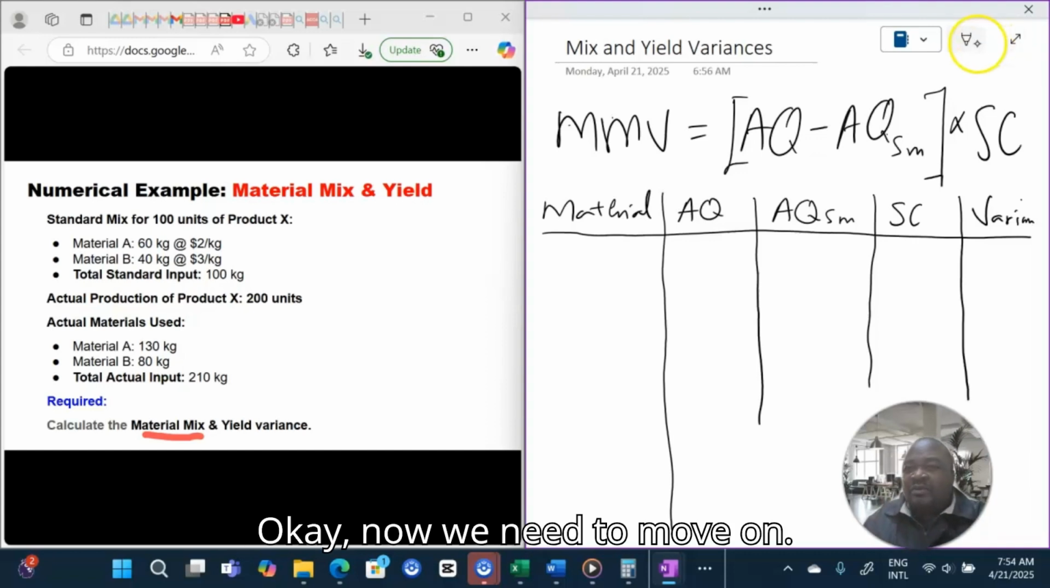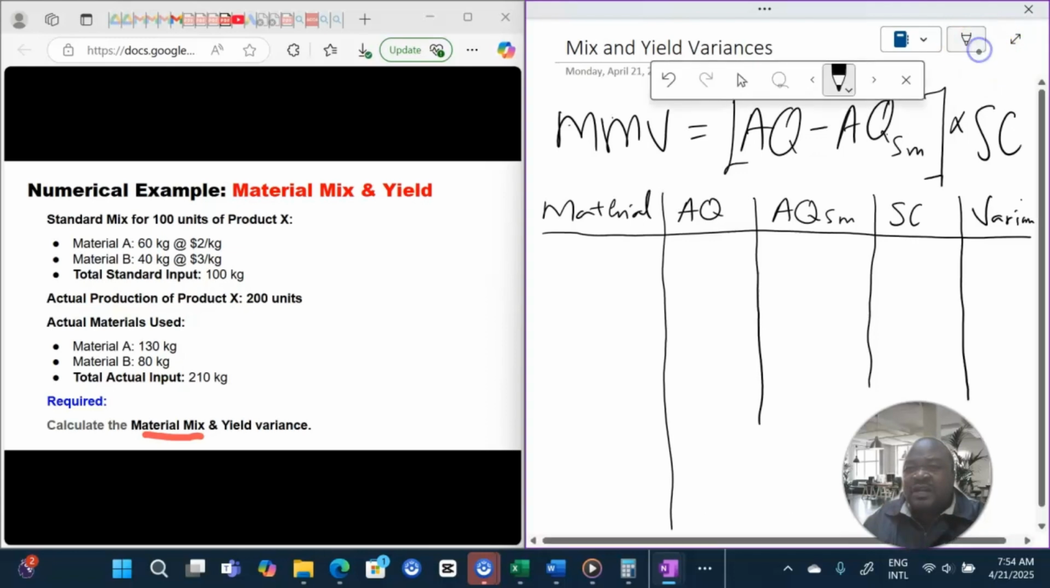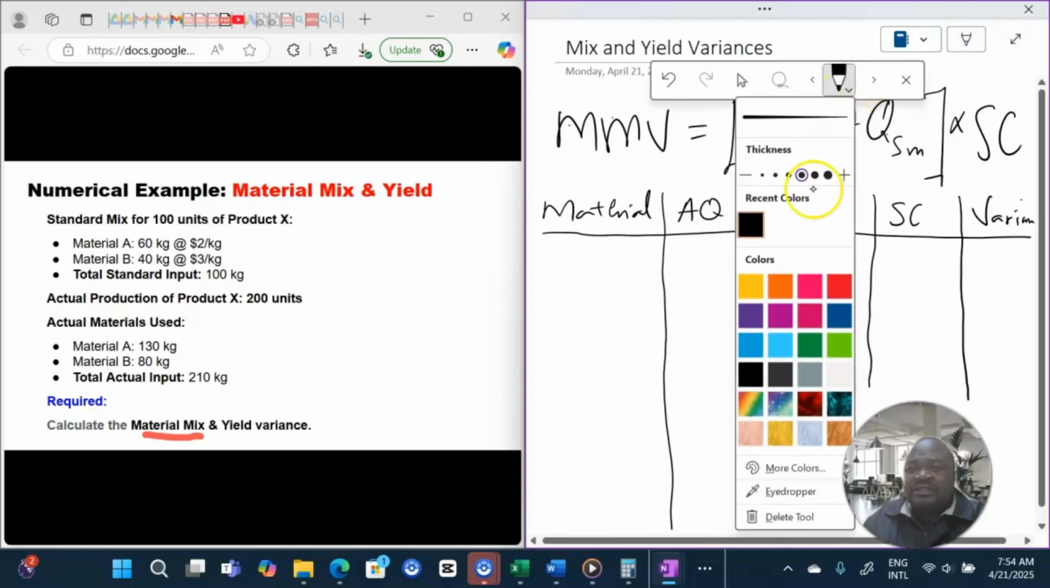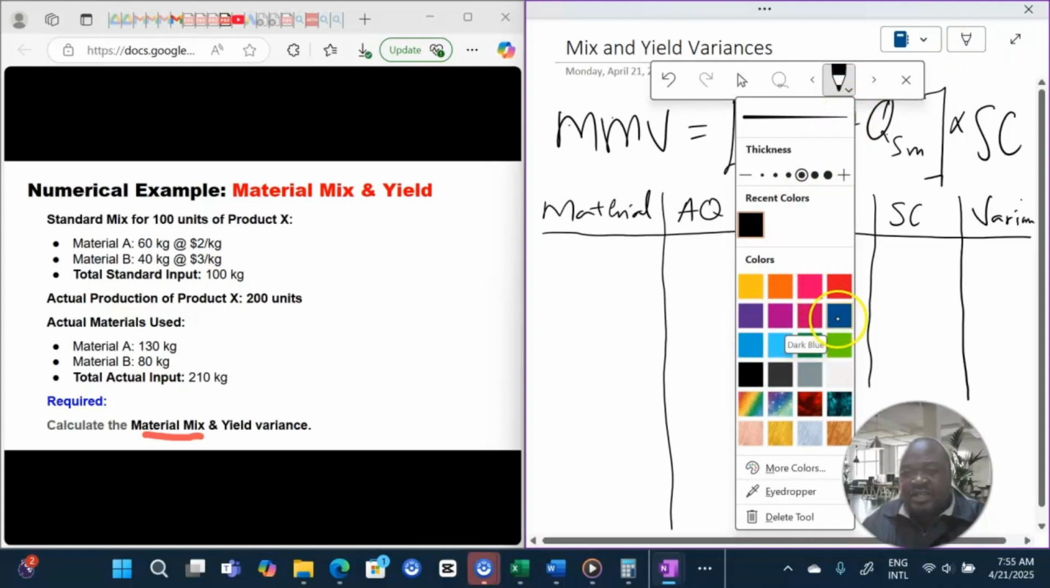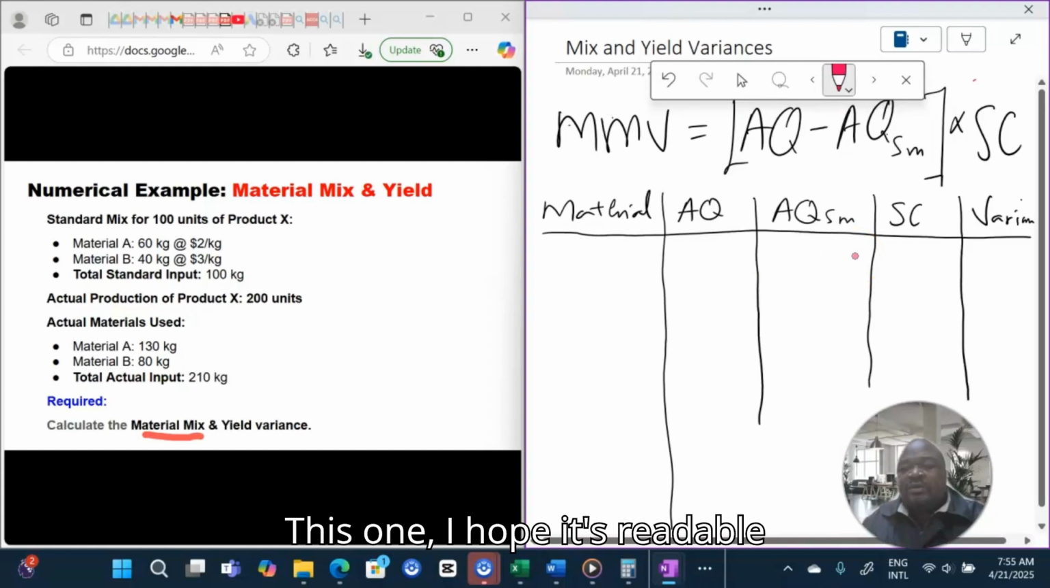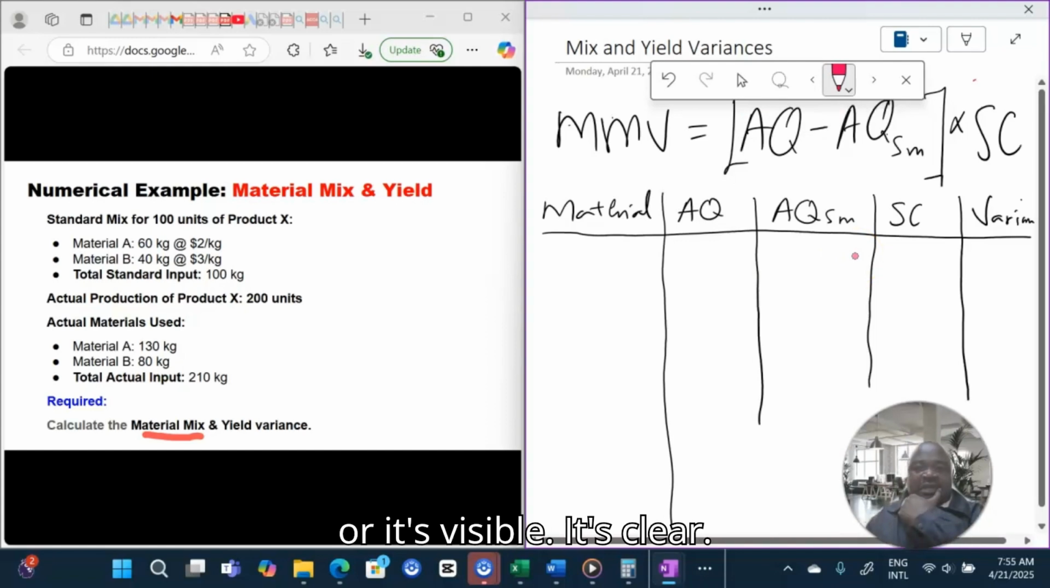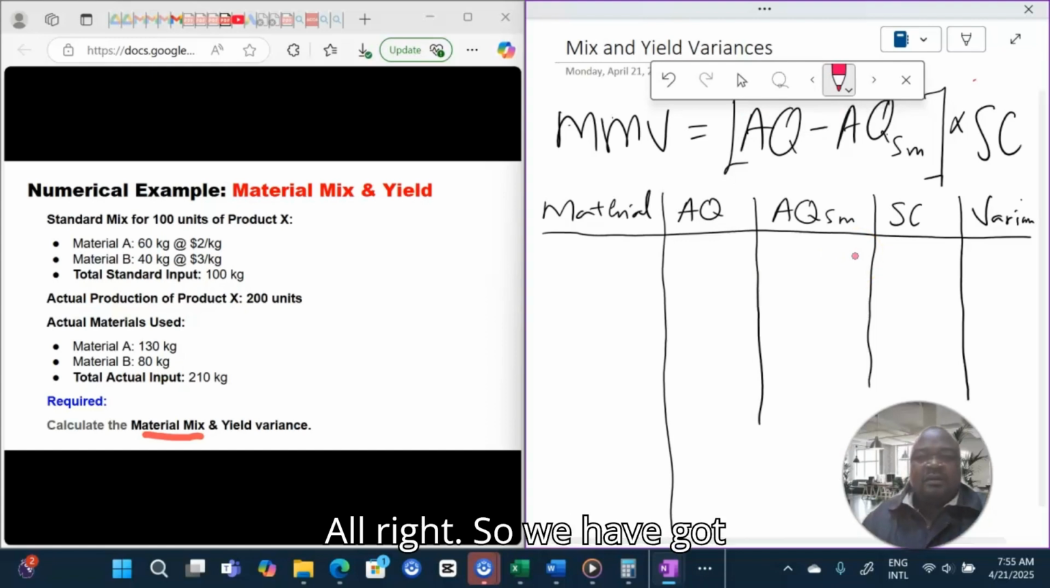Okay, now we need to move on. Can I get another color, please? I'm sorry, but I think it's very necessary. Okay. This one. I hope it's readable or visible. It's clear.